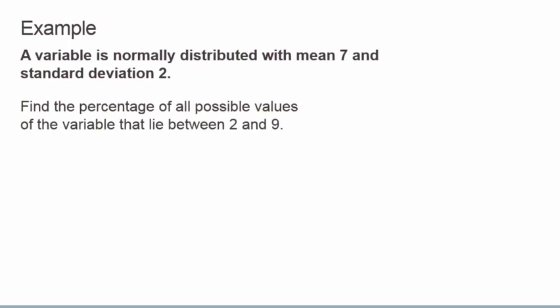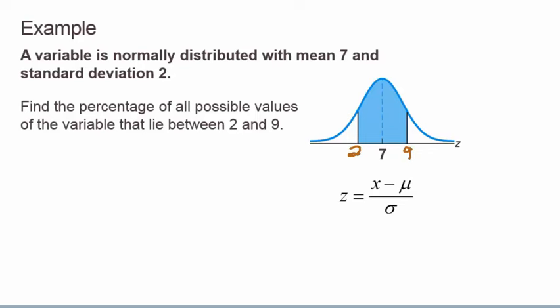Example: a variable is normally distributed with a mean 7 and a standard deviation 2. Find the percentage of all possible values of the variable that lie between 2 and 9. First thing we know is that we have a mean of 7 and a standard normal curve. And we know that we have x values 2 and 9. So we want to use z equals x minus the mean divided by the standard deviation to convert these values to z-scores. Starting with the 2, I have z equals 2 minus 7 divided by 2, and that gives us a negative 2.5.